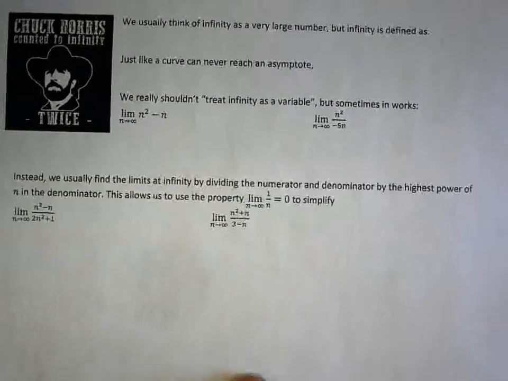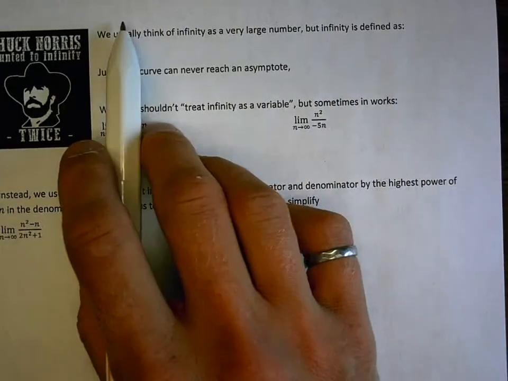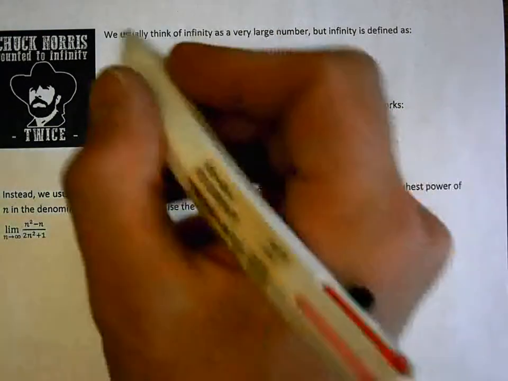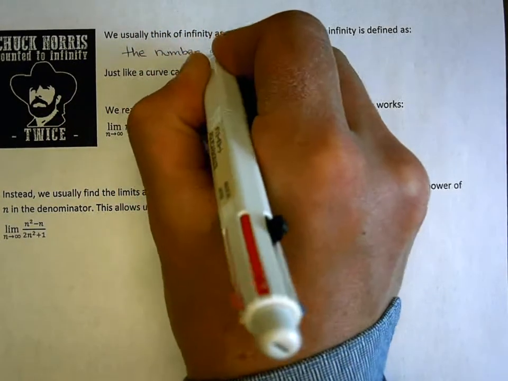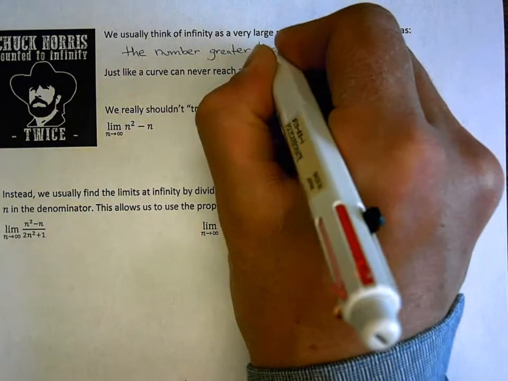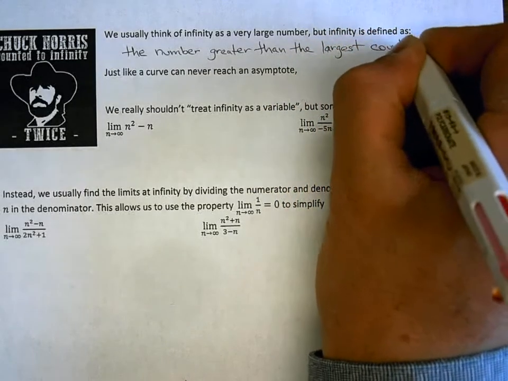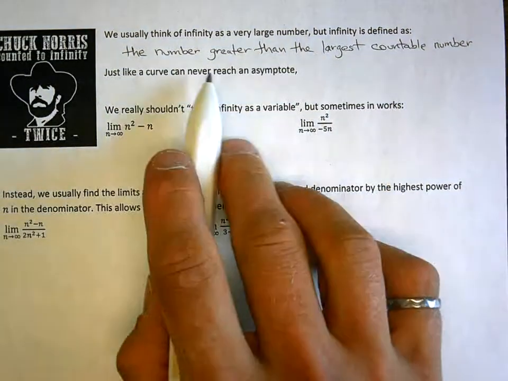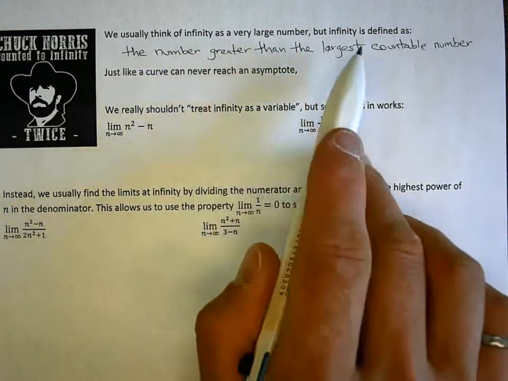Let's turn the page. We're almost at the part where we're going to be able to apply this. Just before we go any further, we should stop and talk about infinity. When you were first taught about infinity, you were told it's a very large number. That's not really totally true. Infinity is the number greater than the largest countable number. So infinity is not just a really, really big number. Infinity is the number greater than the largest number we can count to.